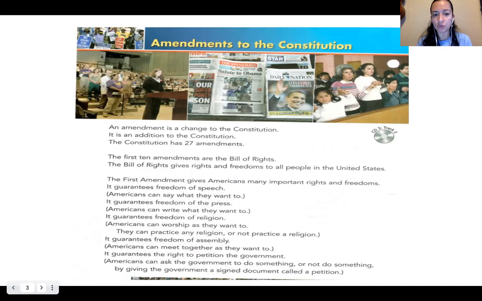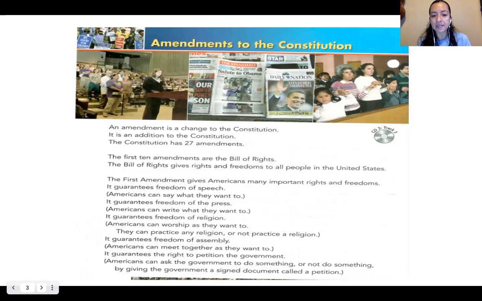Amendments to the Constitution. An amendment is a change to the Constitution. It is an addition to the Constitution. The Constitution has 27 amendments. The first 10 amendments are the Bill of Rights. The Bill of Rights gives rights and freedoms to all people in the United States.